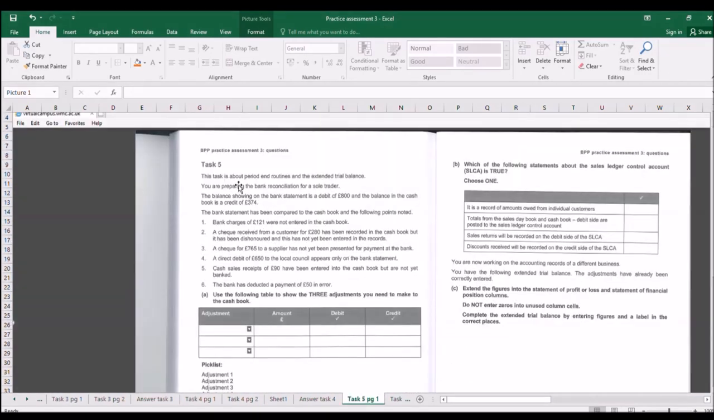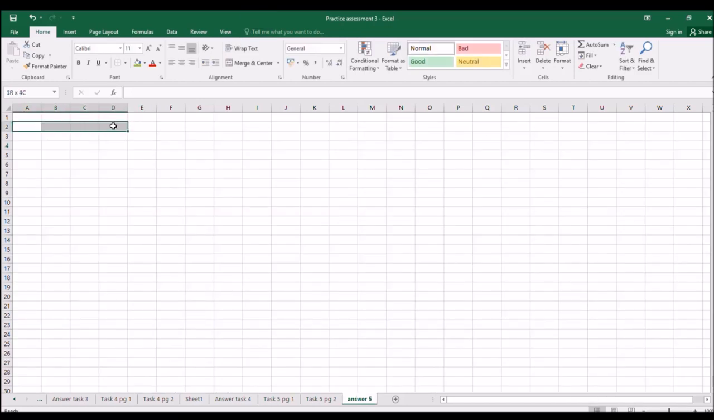Task five. This task is about period end routines and extended trial balance. Okay, you're preparing a bank reconciliation. Oh, we've got bank reconciliation. That's good. Remember, we're going to use our four steps of the bank reconciliation. The bank balance showing on the bank statement is a debit of £800 and the balance on the cash book is a credit of £340. Right, so let's get down and show.